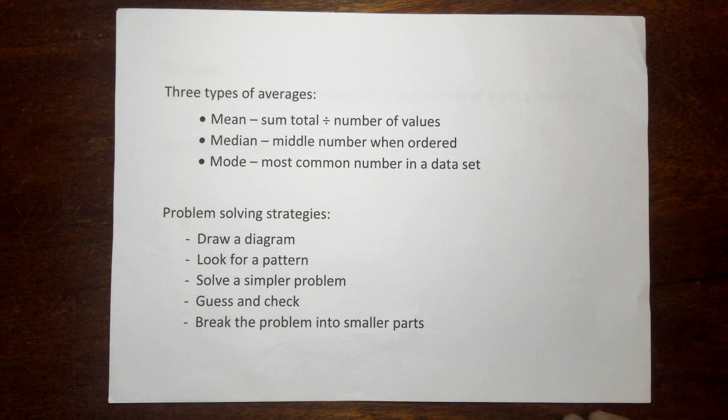Okay, just a quick summary. We've got three types of averages. The mean, which we've already looked at, which is the sum total divided by the number of values. The median, which is the middle number when we order them from lowest to highest. And one that we haven't looked at yet, but is very easy to understand, something called the mode. That is basically the most common number in a data set.